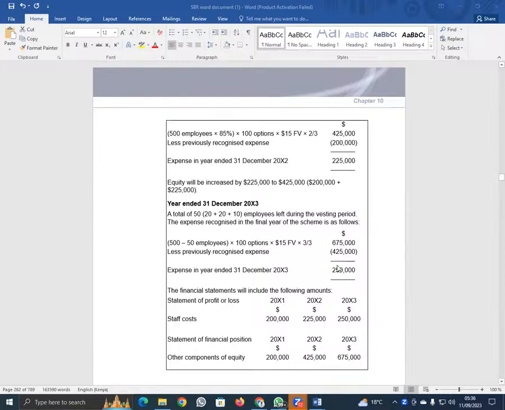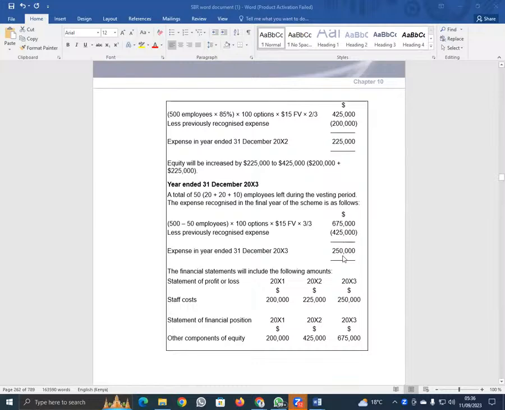And then end of year three, you can see they have 250,000 as the expense. And then, of course, the extract, which the examiner is crazy about. We always ask you about the extract in the income statement. So in the statement of profit or loss, you can see the staff cost is 200,000, 225,000, 250,000. And then we have the statement of financial position, other components of equity.